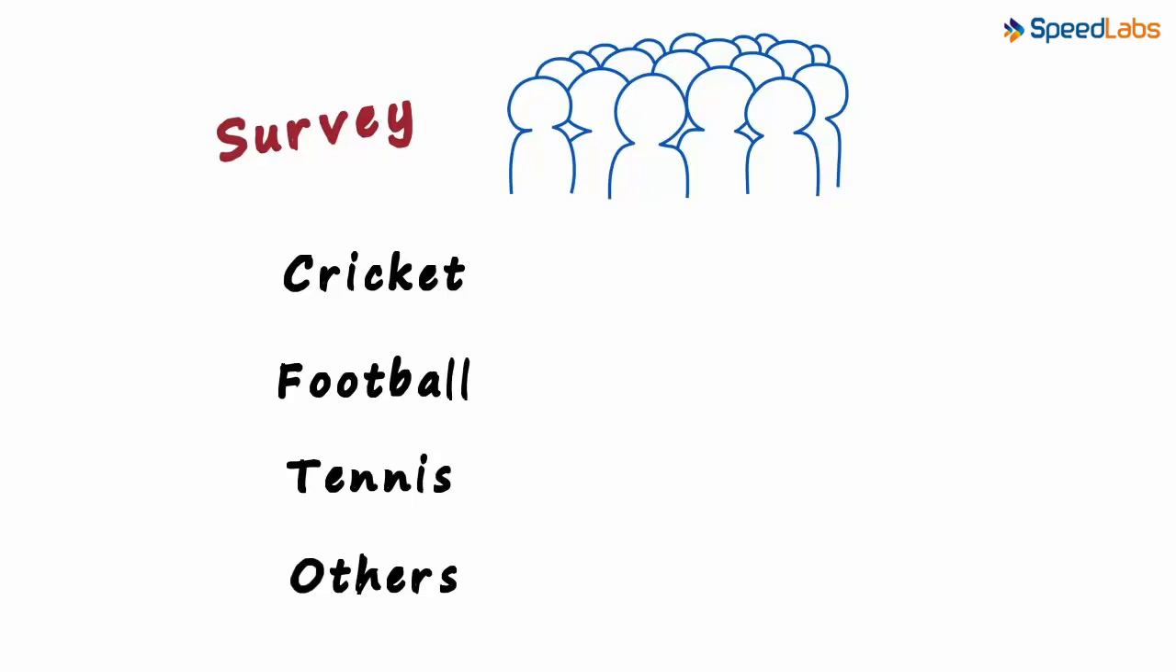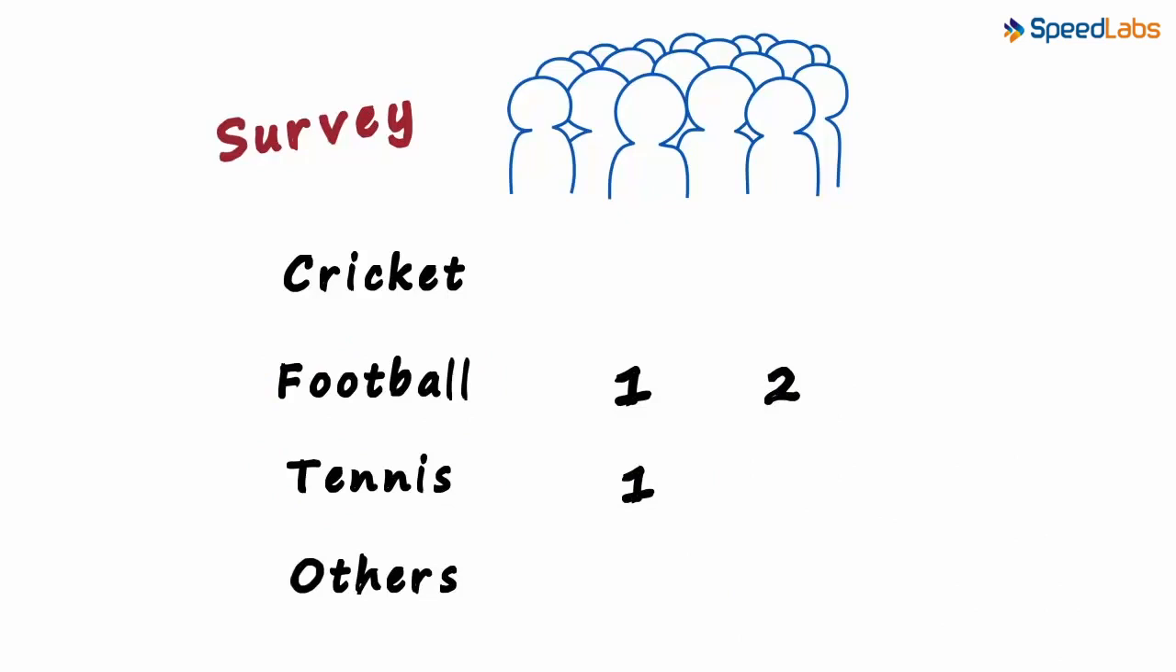So the first person you meet says he likes football. So you write a 1 here. The next person says she likes tennis. So you write a 1 next to tennis. The next person says football. So you write a 2 here.